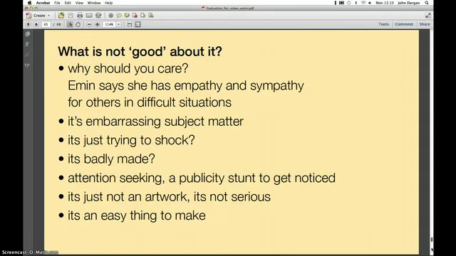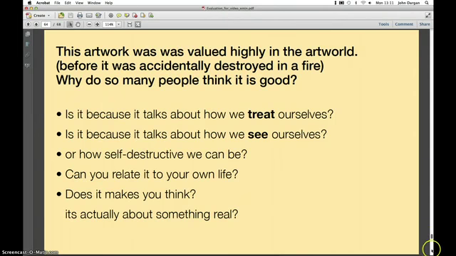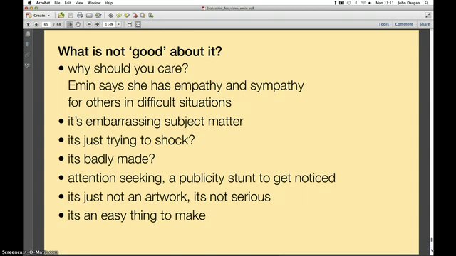You don't think that the way it's sewn together is very well constructed, and it's just not an artwork. You might criticise it like that. You don't consider it to be an artwork. It's not serious, or it's too easy to make. What do you think? Do you think those are reasons it's not good? And these are reasons why it is good, because it's about something real. It's up to you. It's your reasons for liking an artwork. It's your criteria that matter to you, and the way that you view artworks.